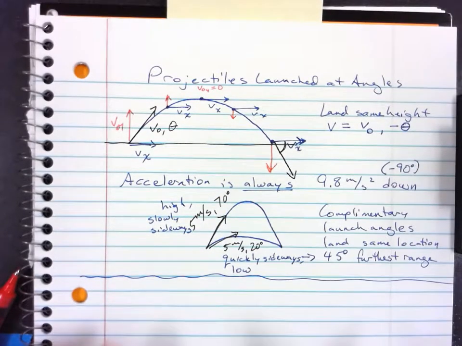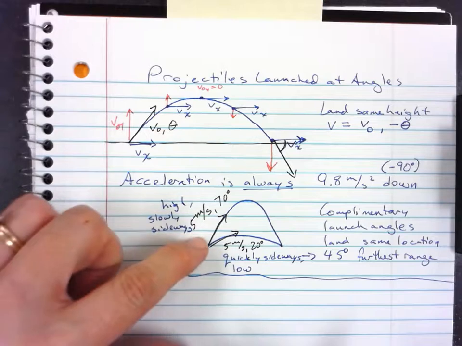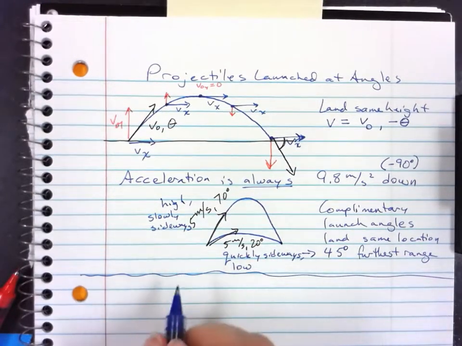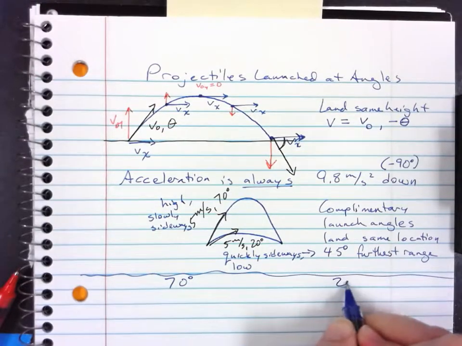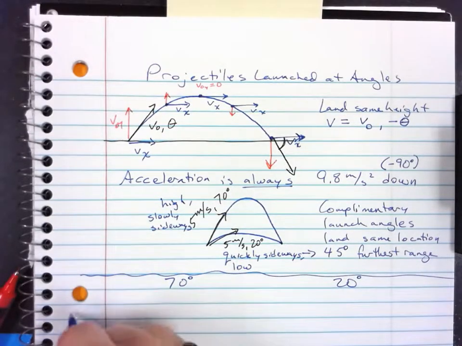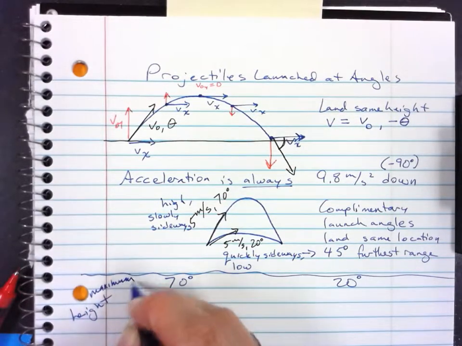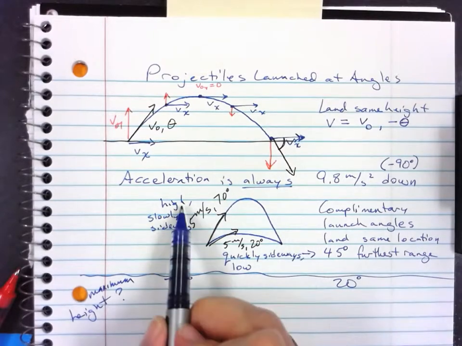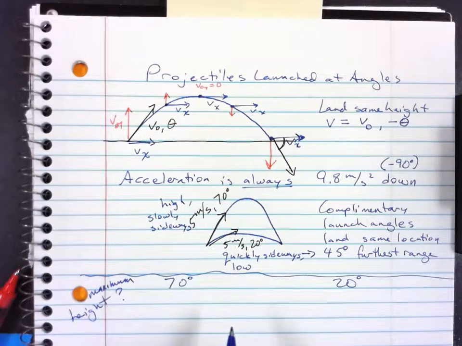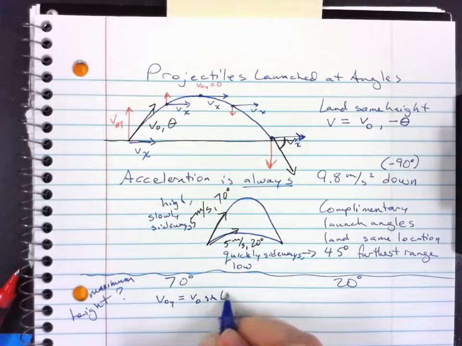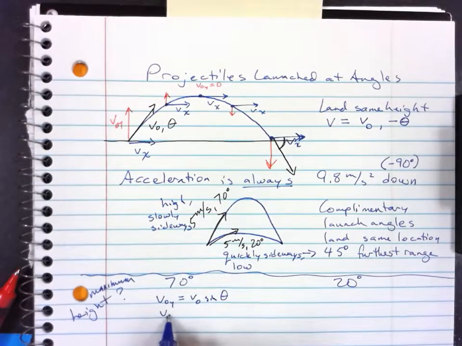So we're going to work this problem, and we have 3 different questions we're going to do for it, leading up to basically the landing location. So 70 degrees and 20 degrees. First, we want to know the maximum height. Height is determined by the vertical direction, so our first step is to figure out how fast it's moving upwards. Voy equals Vo times the sine of the angle. Here it's 5 times the sine of 70.